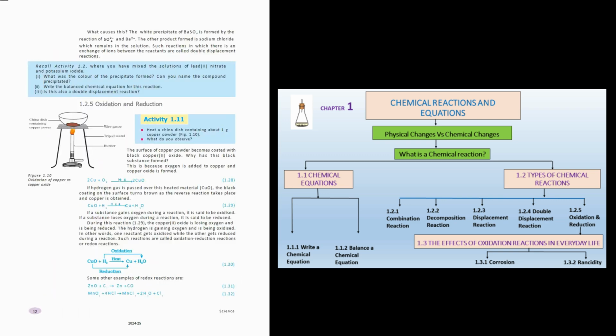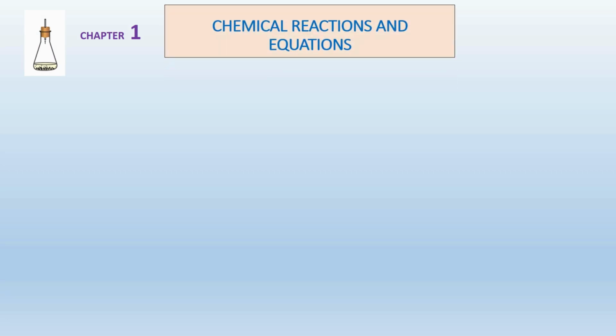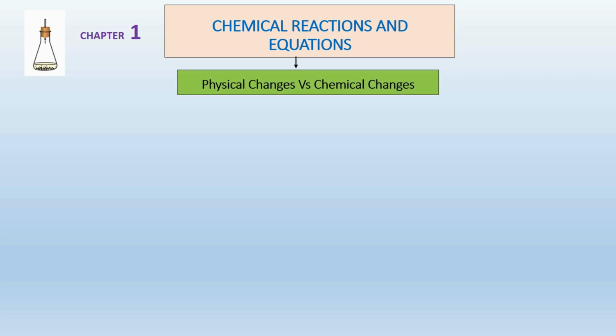So let's begin with the first chapter, chemical reactions and equations. The name of this chapter is Chemical Reactions and Equations. In our earlier classes, we have already learned about physical and chemical changes in matter, right? In this chapter, with the help of some easy and interesting activities, we will observe what happens during a reaction. Based on the result and observation, we will find out whether a chemical reaction has taken place or not.